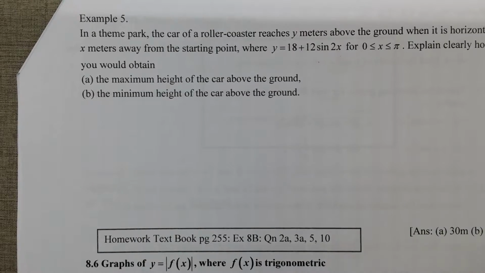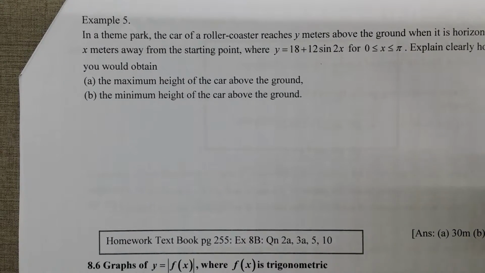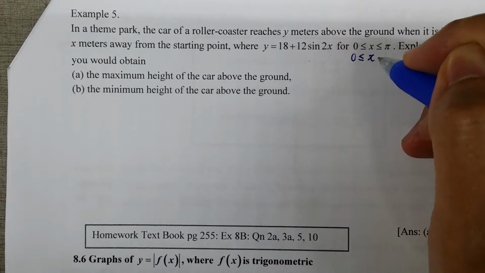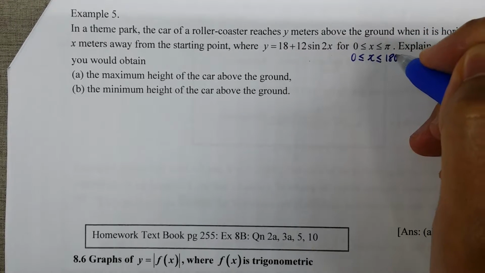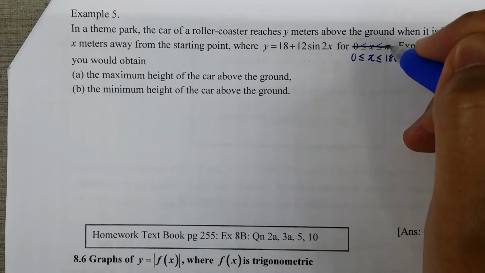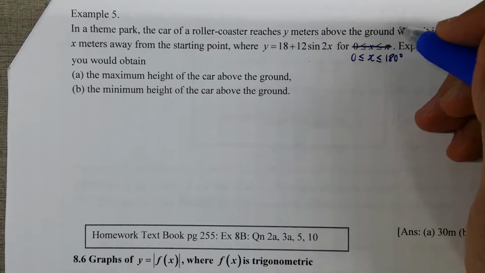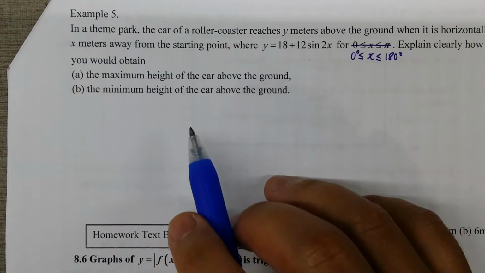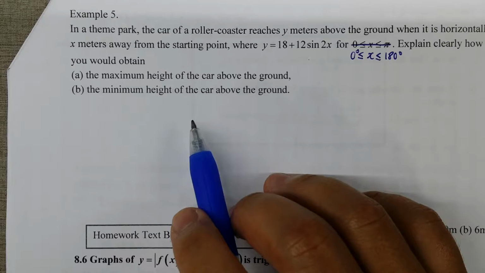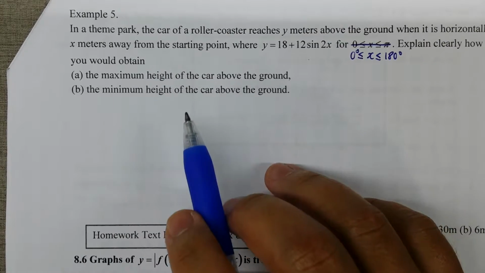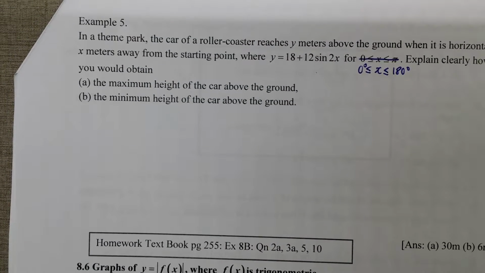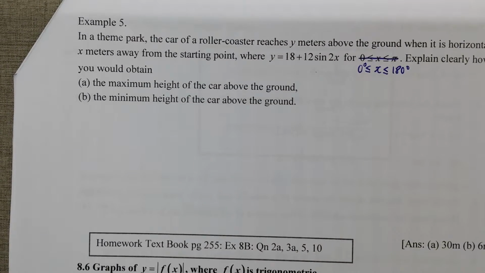Okay, let's slow down the question now. There are some things I need you to edit first because you have not learned radian measure. So let's change the question: cancel away, change from 0 degrees to 180 degrees. We will learn this in degrees first. In a theme park, the car of a roller coaster reaches y meters above the ground, and so on.